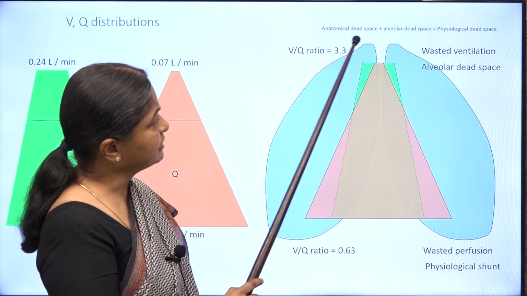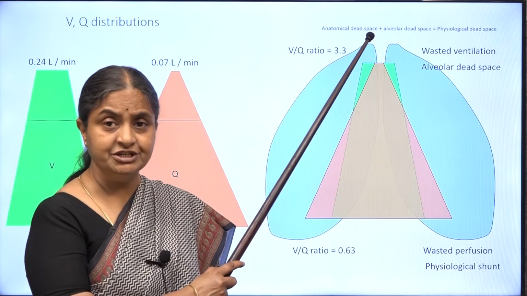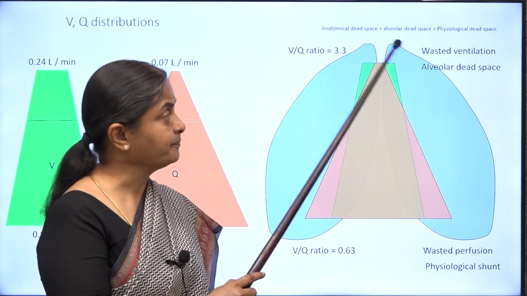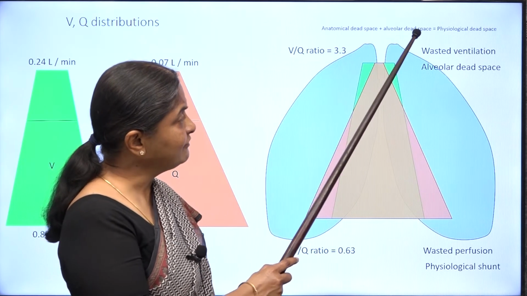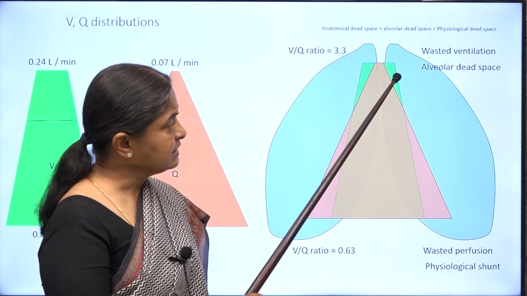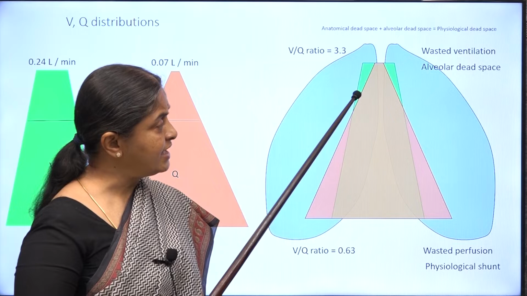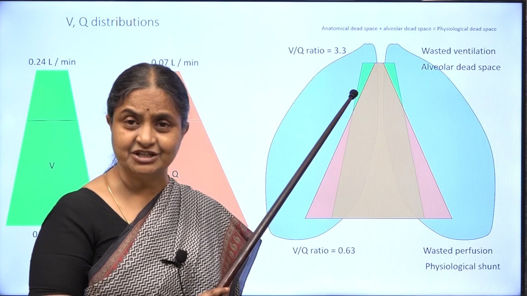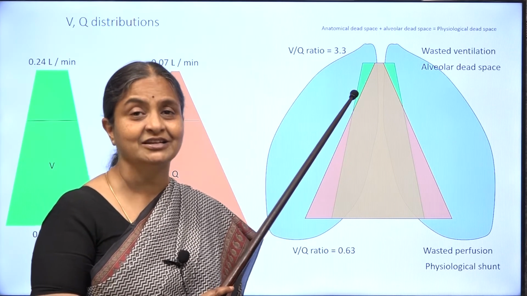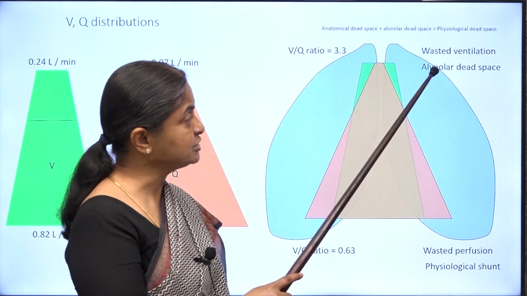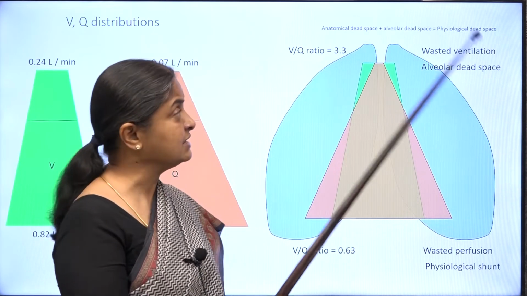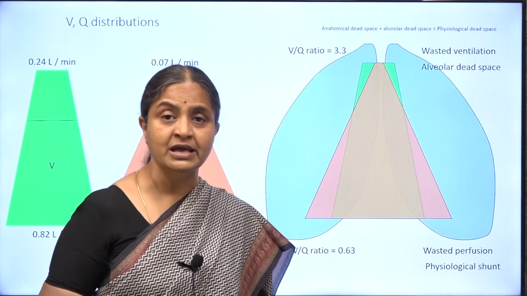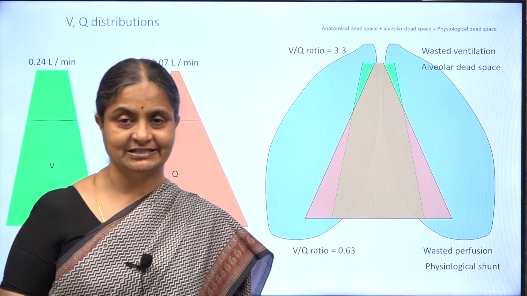We already know about anatomical dead space, a region where there is no gas exchange, that is the trachea and the bronchi. So alveolar dead space refers to the air that goes into the alveoli, which does not participate in gas exchange because there is not enough blood coming to those regions. So that's what we mean by alveolar dead space. The sum of alveolar and anatomical dead space is referred to as physiological dead space.